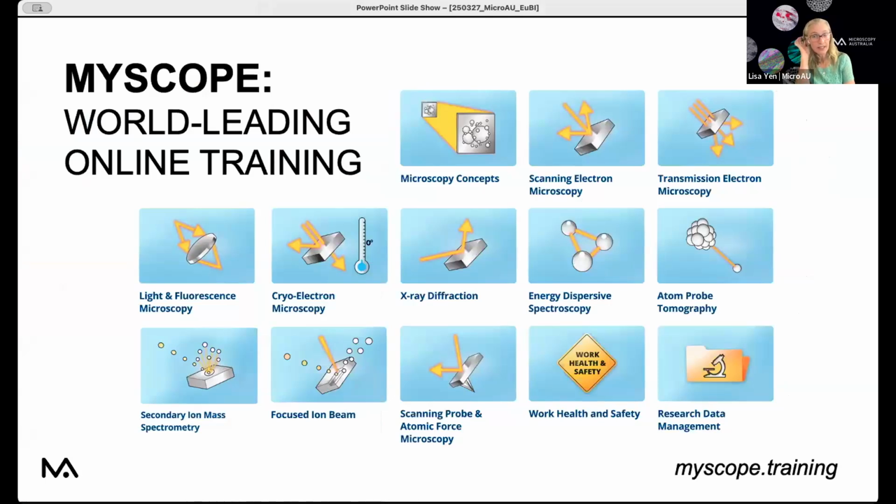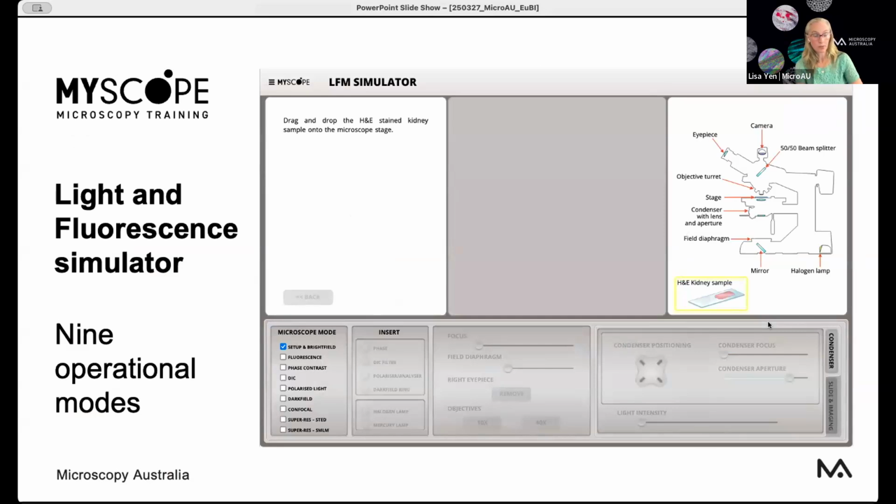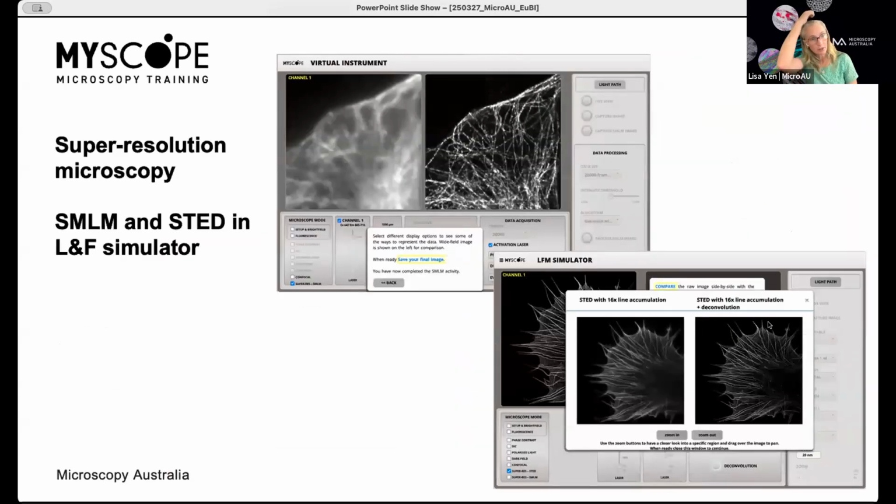As I said, it does have a range of techniques now. So there are 13 different modules that are available, with 8 of them having that virtual simulator. And look, I'll skip over this, but basically it's this idea that you get a virtual instrument and then also that theory and background as well. Some of those that we have added more recently is in light fluorescence, which includes some virtual instruments that run in single molecule localization mode as well as STED mode.